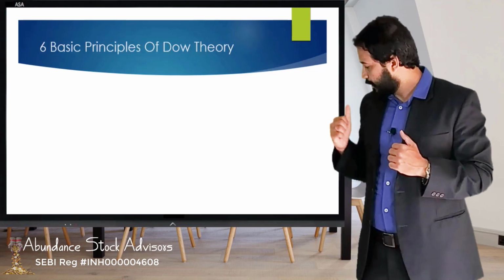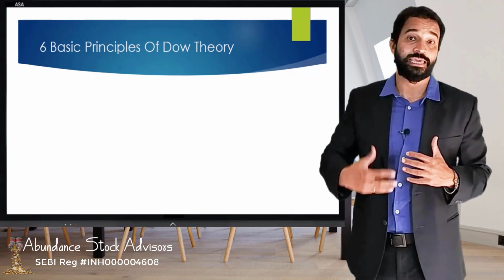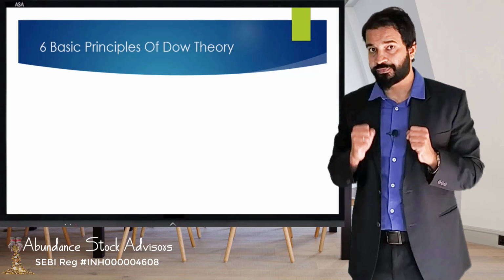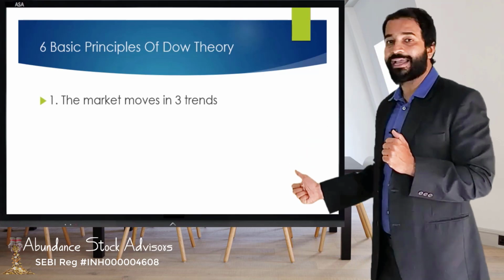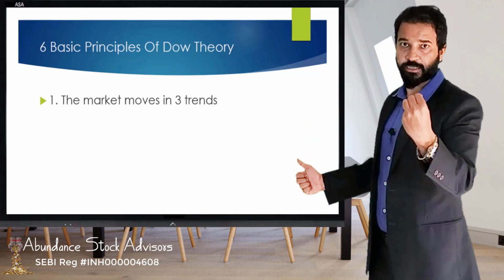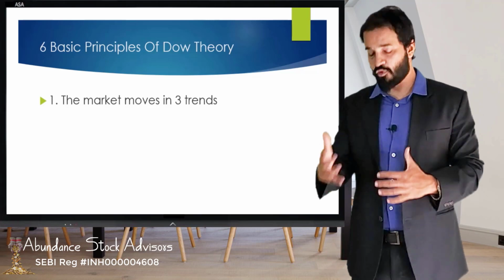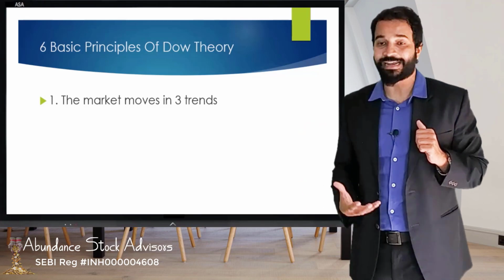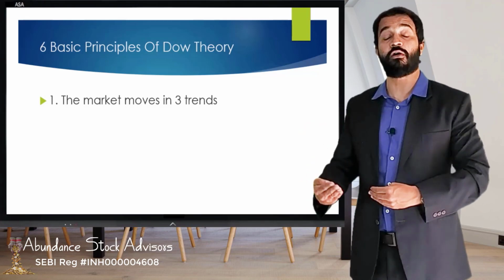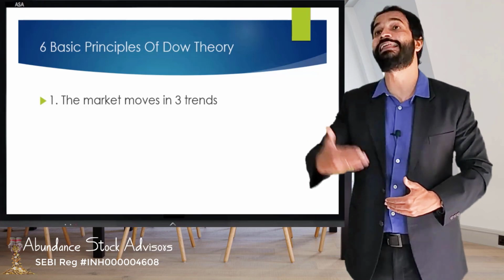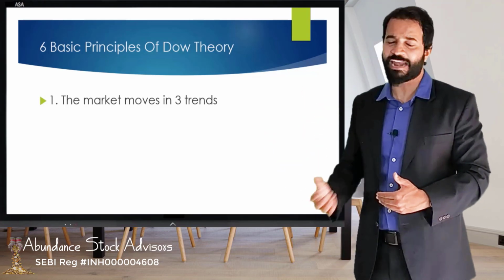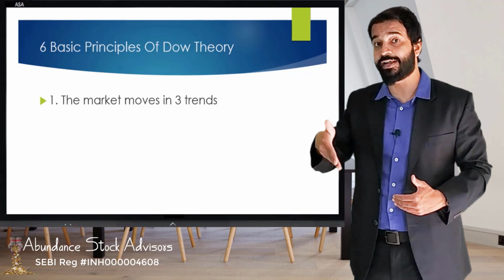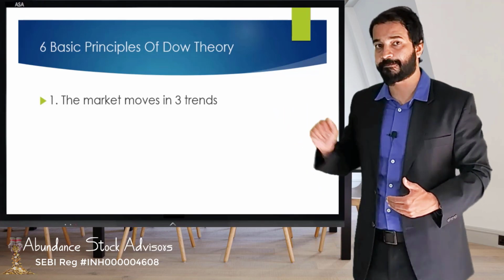Now, Dow theory can be understood by studying its 6 principles, and we'll see them one by one. So, the first one is the market moves in 3 trends. The Dow theory defines the movement of the market in the form of trends. The trend in a stock, or for that matter index, represents the movement of the stock or the index in a particular direction over time. And friends, trends can be bullish, that is uptrending, or bearish, that is downtrending, and move in a zigzag fashion.